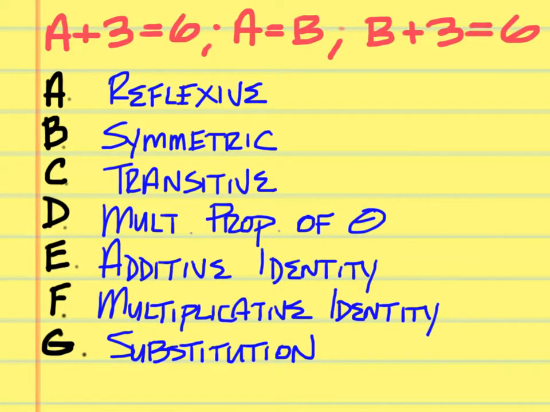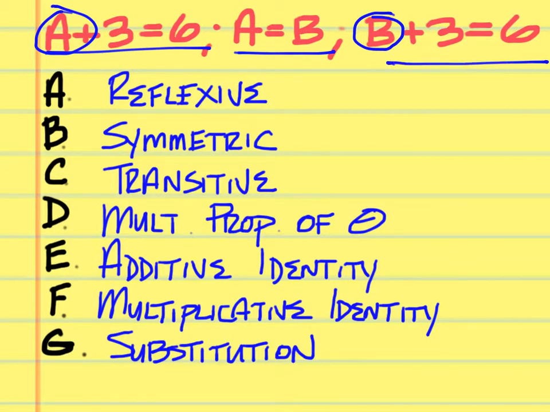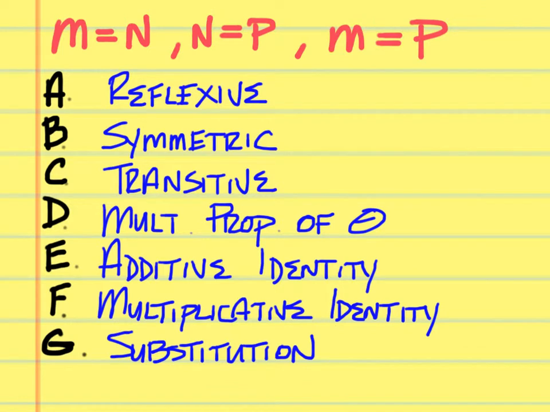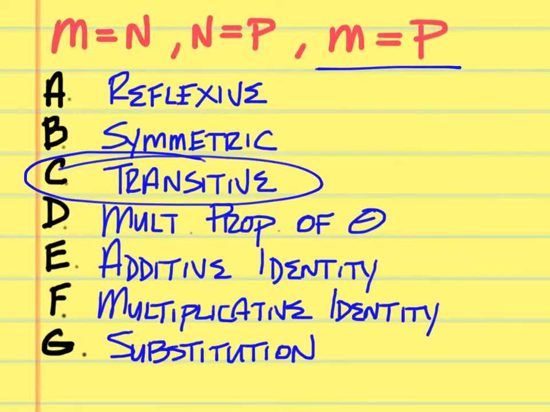I have A plus 3 equals 6 here. I know that A equals B. So that means instead of writing A plus 3 equals 6, I can write B plus 3 equals 6. That is the substitution property. If M equals N and N equals P, you can say that M equals P. That is the transitive property.